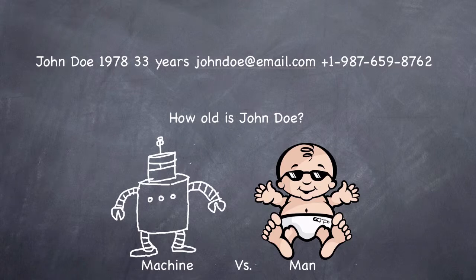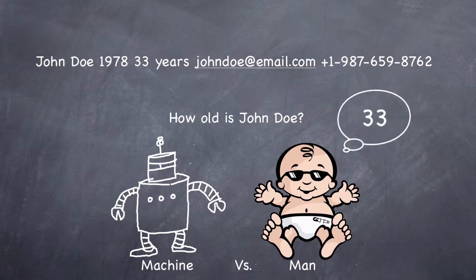Look at the new text. Will you be able to tell me John's age? Of course. He is still 33. 1978 is probably the year he was born. See, because of your cognitive ability, you are able to decipher the text that is in front of you and turn it into information. What happens when I ask the machine?